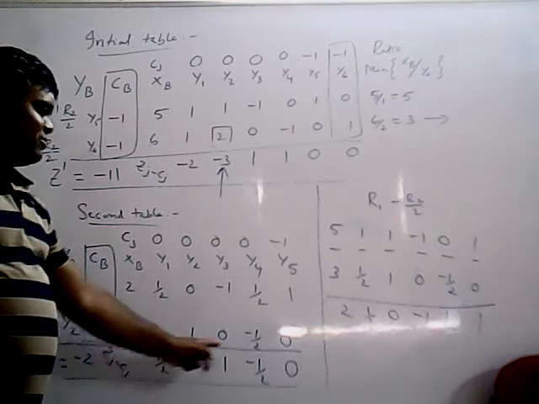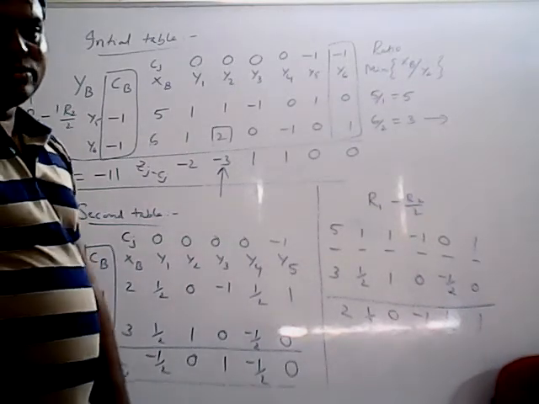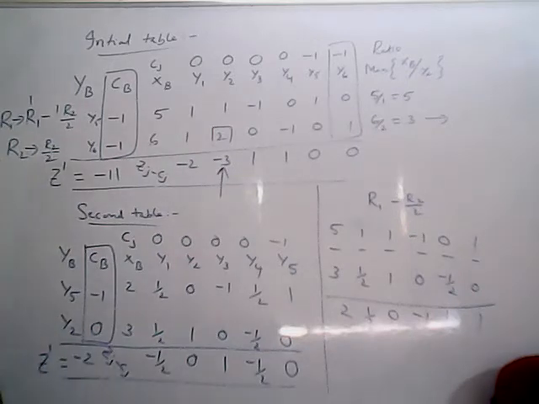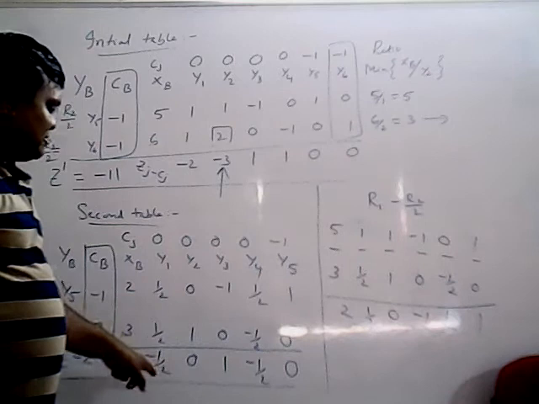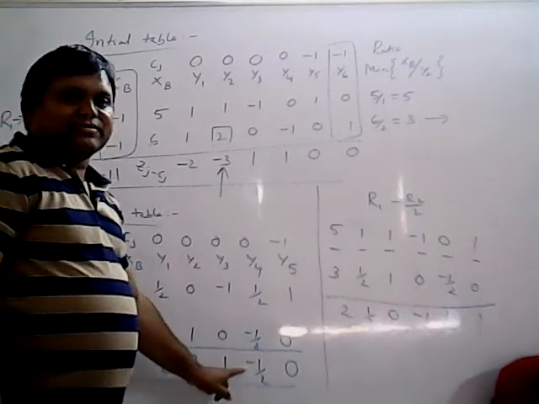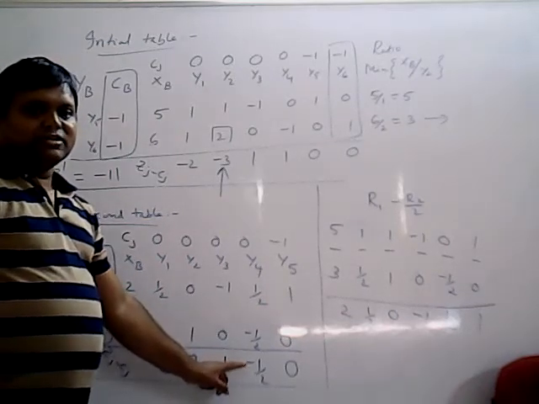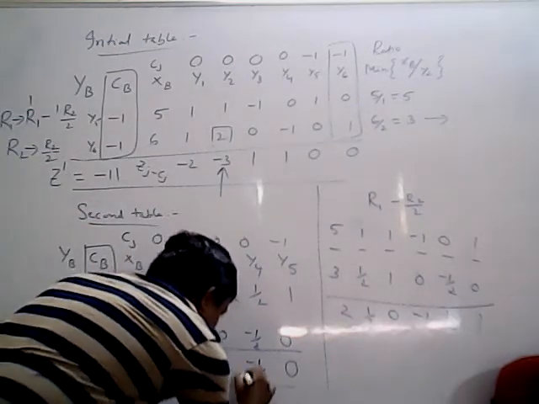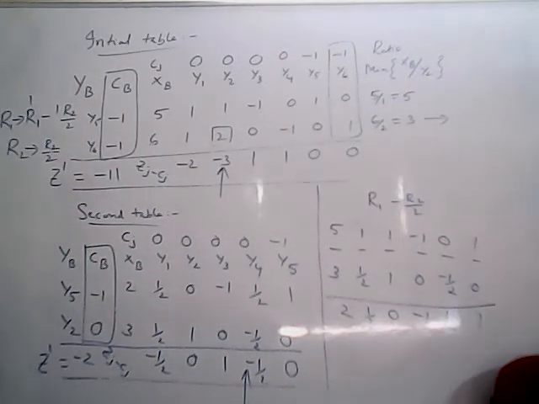First preference will be given to slack and artificial variables. Next preference will be given to surplus variables, and next preference will be given to original variables. Now what is this one? y1 is the original variable, y4 is the surplus variable. So first preference will be given to the surplus variable. So y4 will be treated as the entering variable.